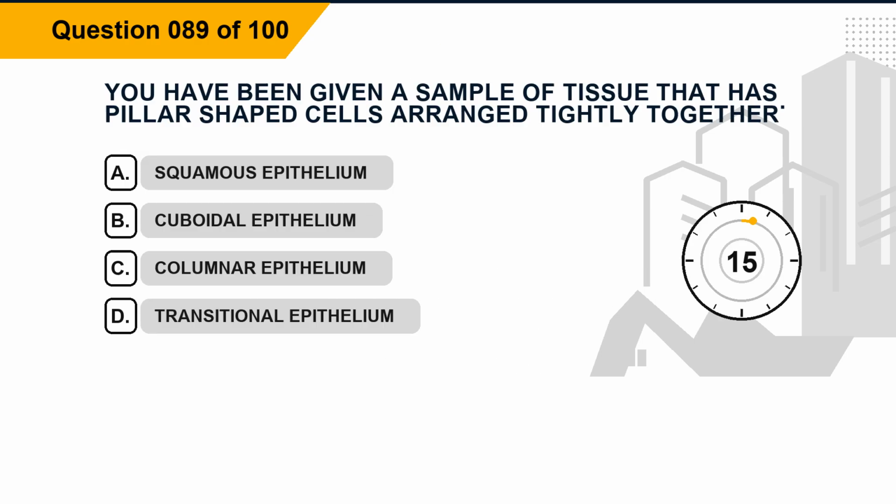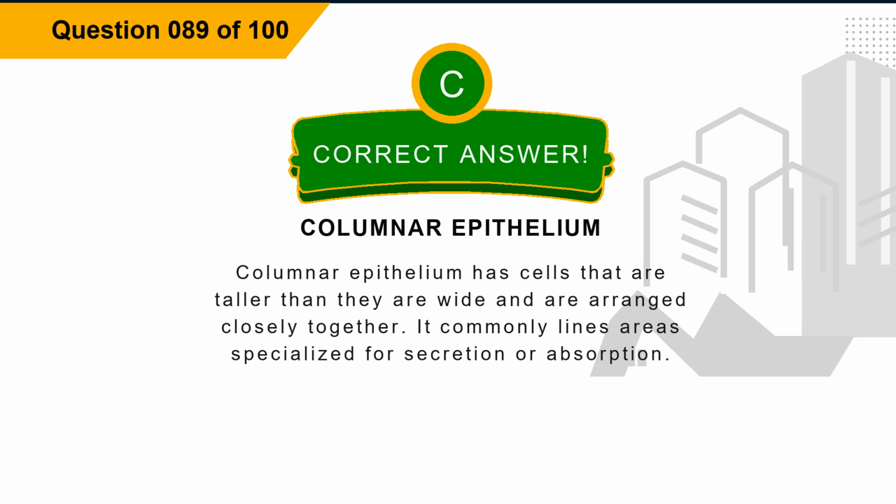Question 89. You have been given a sample of tissue that has pillar-shaped cells arranged tightly together. Option A, squamous epithelium. Option B, cuboidal epithelium. Option C, columnar epithelium. Option D, transitional epithelium. The correct answer is option C, columnar epithelium. Explanation. Columnar epithelium has cells that are taller than they are wide and are arranged closely together. It commonly lines areas specialized for secretion or absorption.